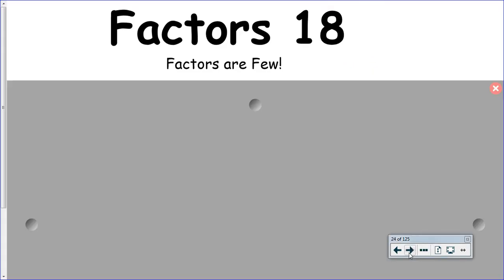In your notebook by yourself, I'm going to give you about a minute. I want you to make a factor rainbow right now for 18. So you should be writing right now, making your own factor rainbow for 18. Start with 1 times 18, connect them. 2 times what? Keep going.